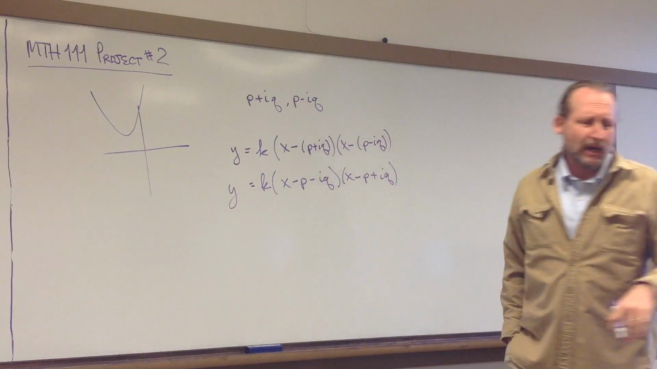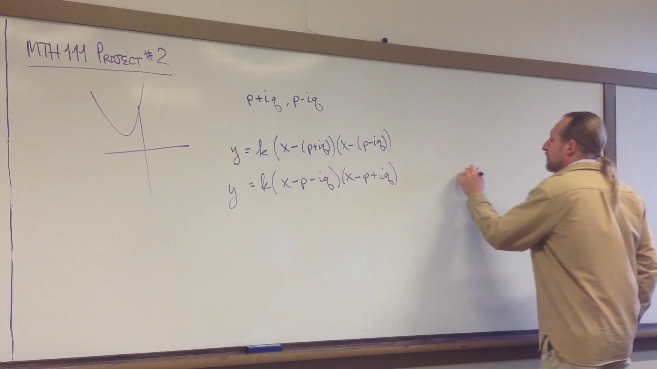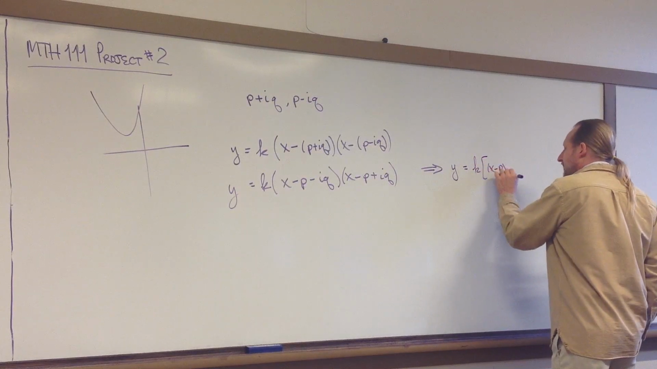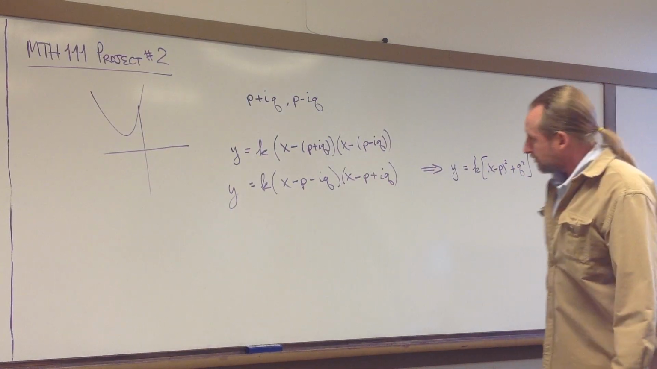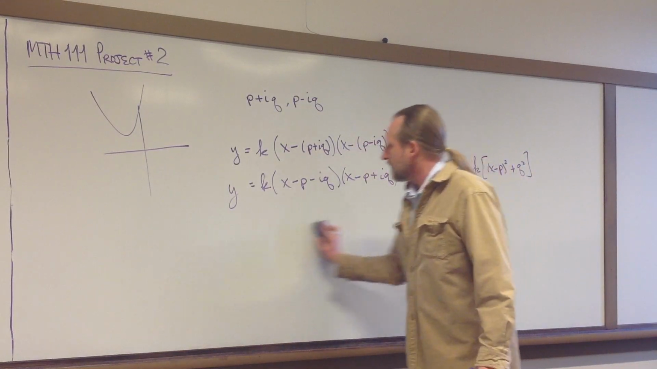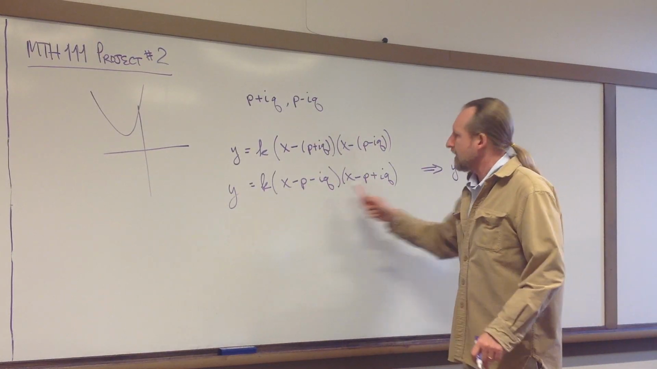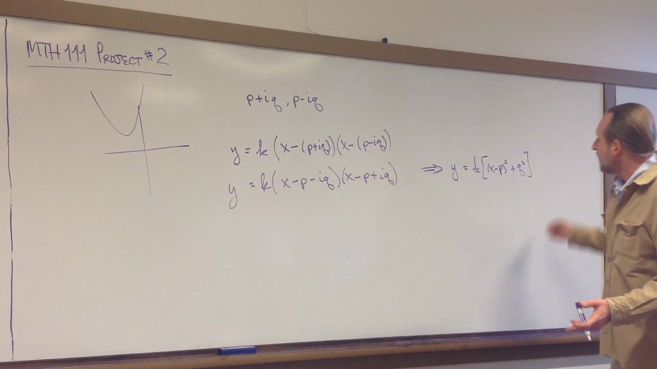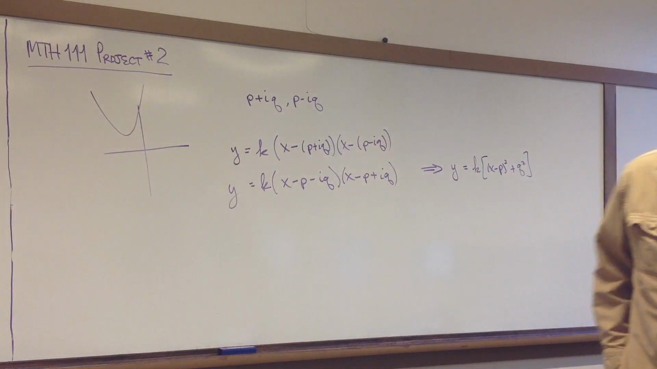So the first part of the project asks you to show that this expression right here can be simplified to y equals k times (x minus p) all squared plus q squared. And a way to do that is by distributing. There are a variety of ways. There's a shortcut you can do here if you want to. But in any event, distributing the x over here, distributing the minus p over here, distributing the minus iq over here, you should get terms that pretty quickly will resolve into something that looks like this. So that's the first part.